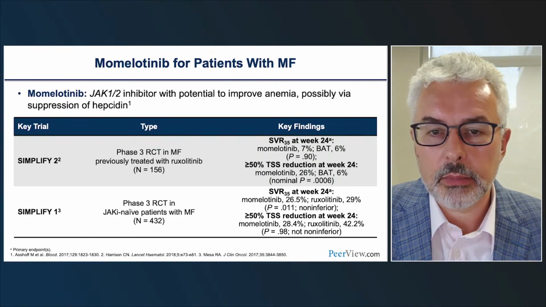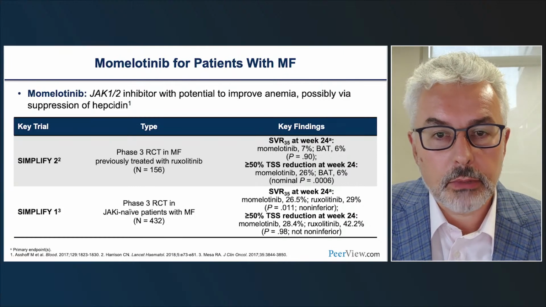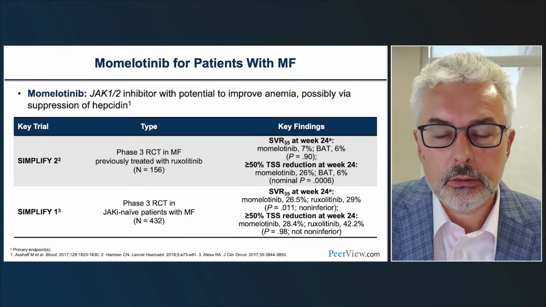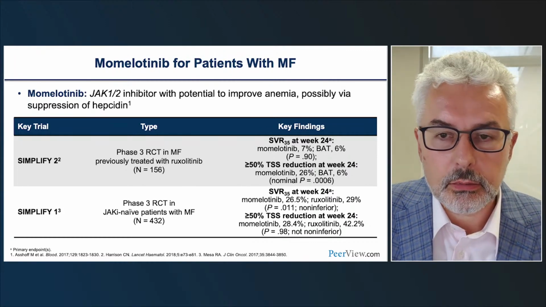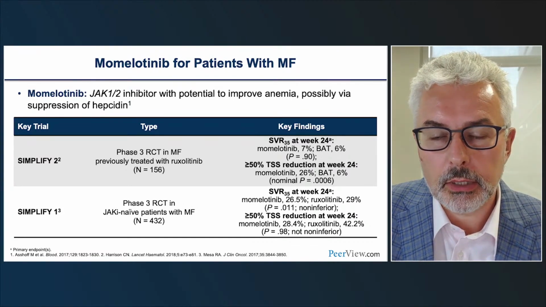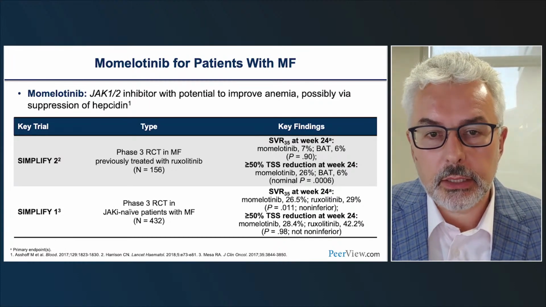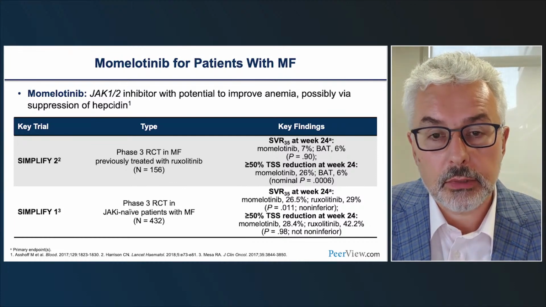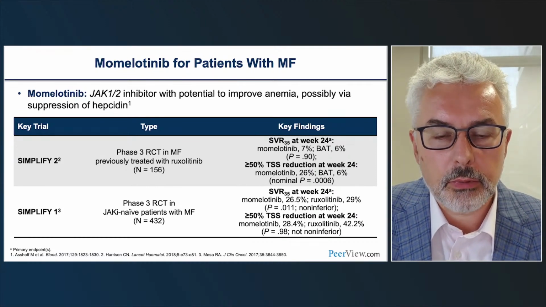Now, momelotinib, I mentioned earlier on, is being developed for anemia and improvement in quality of life. And the anemia benefit is through suppression of hepcidin, through inhibition of the receptor called ALK2. But to give a good perspective on this possible activity on anemia and quality of life, we do need to look back and briefly remind ourselves about the results of the phase 3 studies that were done in the past with momelotinib. Here we have the Simplify 2 and Simplify 1 studies.